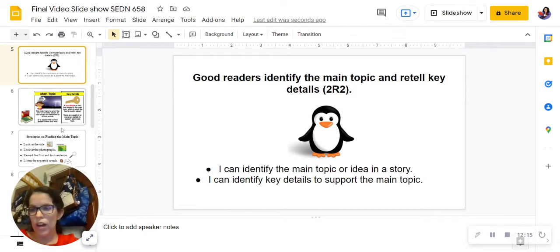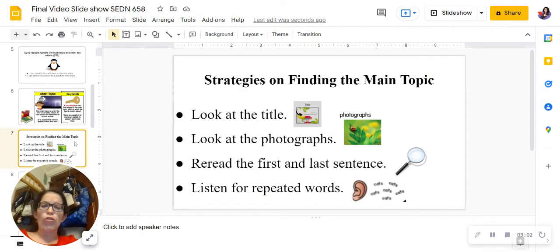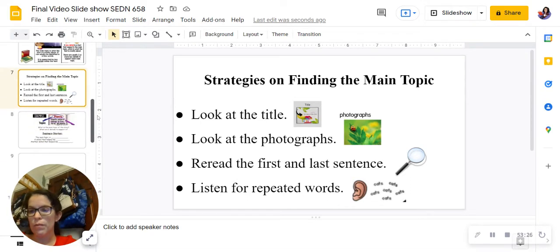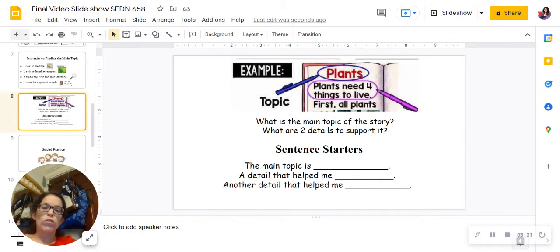I would then quickly go through strategies on finding the main topic, would have them help me look at the pictures. And many students did say that looking at the title, looking at the photographs, rereading the first and last sentence, and listening for repeated words in the lesson. And I would also give sentence starters to support any students who are struggling, as well as sentence starters for Corey, who may need additional help whether he is writing or he's discussing it.